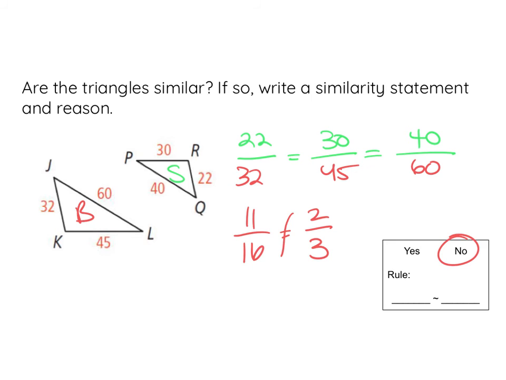And if we're hitting no, they're not similar, then we're not putting a rule, we're not putting a similarity statement. As soon as we decide no, it doesn't work, the rule is saying yes, it does work, right? So if we put no, it doesn't make sense to write a rule and it doesn't make sense to write a similarity statement. Okay, so there's seeing your rules in action.